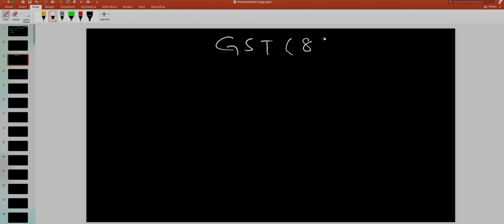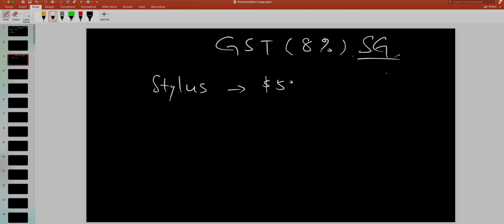GST for this year is 8%. Yeah. Okay, so we are talking about Singapore. Let's say you want to buy a stylus. So the stylus costs, let's say, $50. And in Singapore, if you buy something, you have to pay a GST.